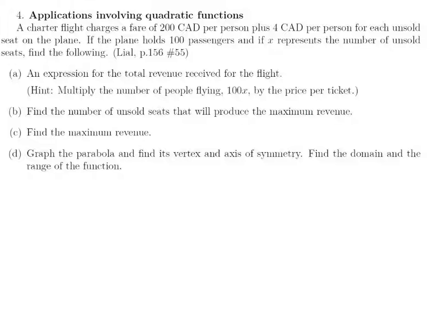So we're asked first to find an expression for the total revenue received for the flight. When we look at the revenue, it is a function of how many people are on the plane times the amount charged per person. But here we're looking at the fact that we have unsold seats and that the revenue is also dependent on that. So X is equal to unsold seats.